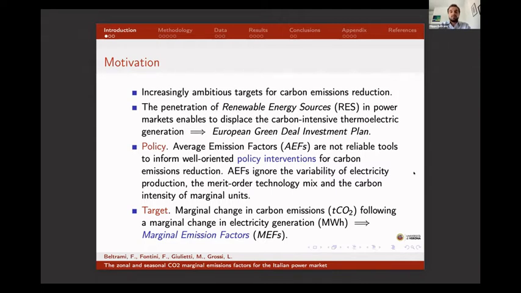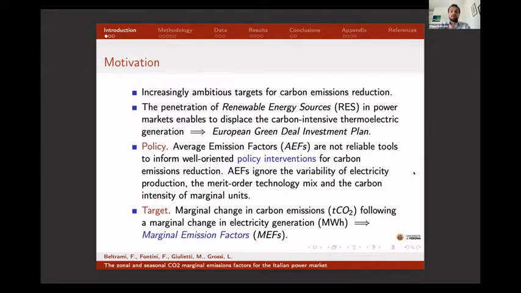But how do we estimate a relationship between the production of electricity within an electricity grid and the total amount of carbon emissions? What is usually in place is the use of average emission factors, which for sure are not reliable tools to inform policy interventions because they totally ignore the variability of electricity production, the dynamic change of the merit order structure for the creation of the supply and the intersection of the demand curve for the exchange of electricity. And more importantly, the carbon intensity of the marginal units of production that are called to clear the market.